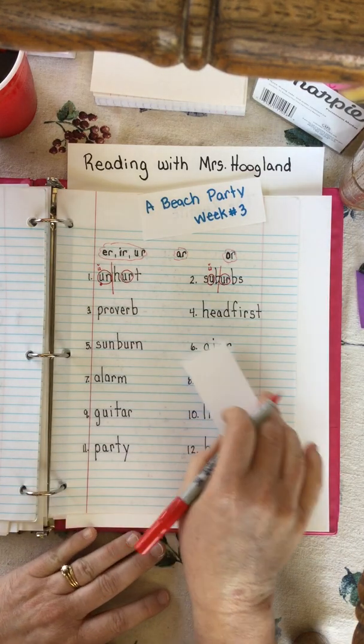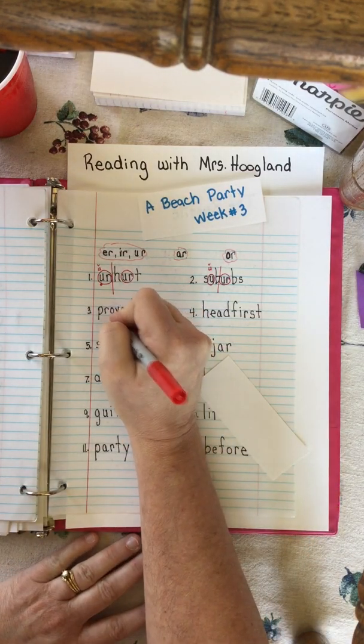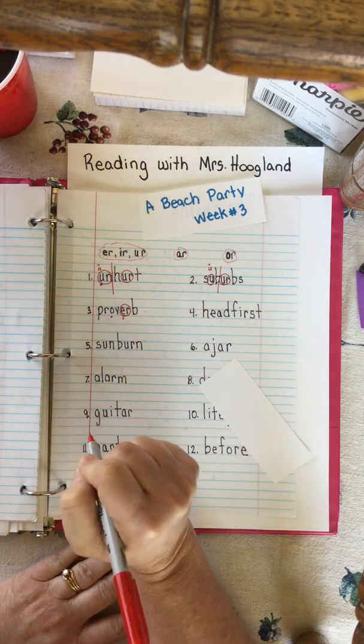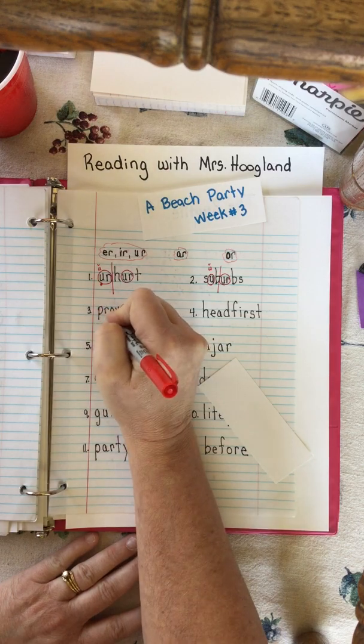The next word, we're dotting our vowels. I find a vowel right here. I see a vowel right here, but this is an ER, okay? And then I see that there's a vowel right here.